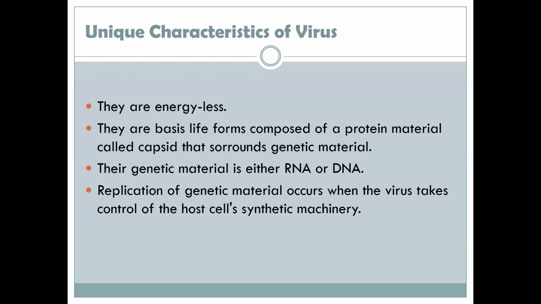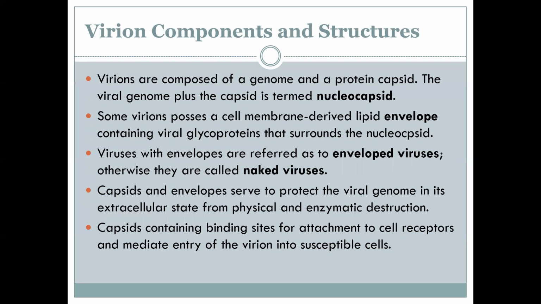The basic life form is composed of a protein material called capsid that surrounds a genetic material. Their genetic material is either RNA or DNA, and the replication of genetic material occurs when the virus takes control of the host cell's synthetic machinery. Okay, so what are the components and structures of the virus? First, the most basic, they are just two. First, the genome, which is either an RNA or DNA, and of course, the protein that encloses the genome, which is termed the nucleocapsid. Your nucleocapsid could also be icosahedral or helical in morphology, or somewhat complex.